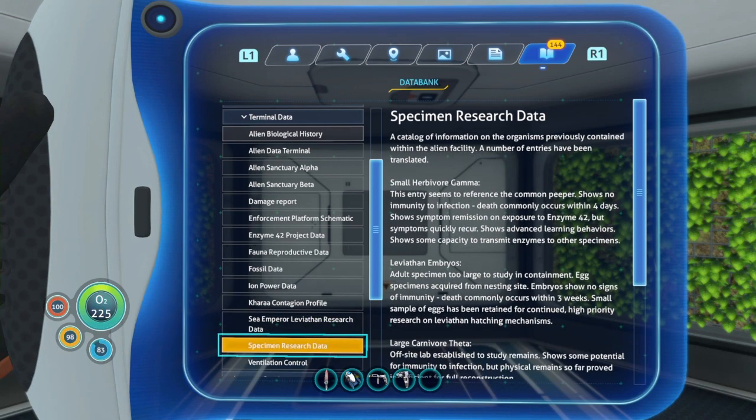specimen research data. A catalog of information on the organisms previously contained within the alien facility. A number of entries have been translated.